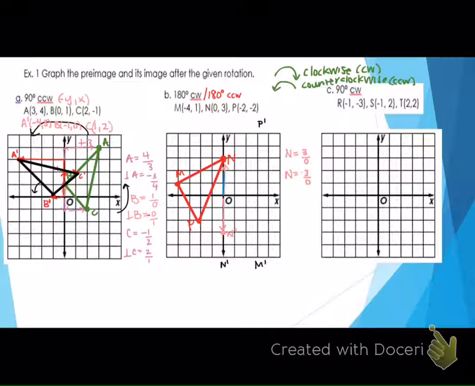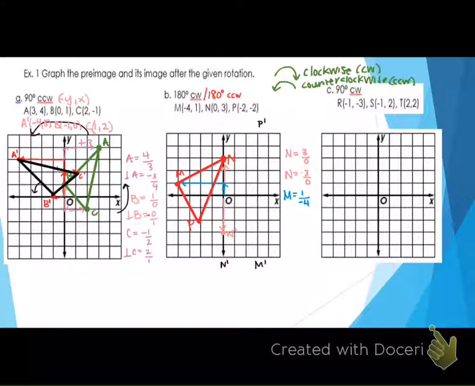M is up 2, left 4. So this could be simplified. No. Oh, I only go up 1. Thank you. Up 1 over 4. Up 2 over 4 could be simplified, though, just so I say that. Don't simplify slope. So m is 1 over negative 4, right?